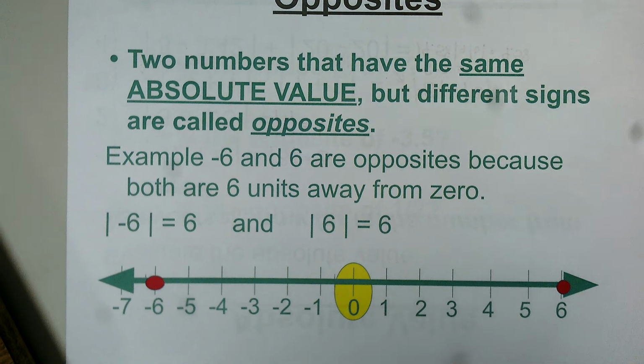The only number that doesn't have an opposite. What is the only number that doesn't have an opposite? If you said 0, you're correct. This is the only number because 0 basically is its own opposite. It doesn't have a pair. The others do. 0 is the very center of the number line.